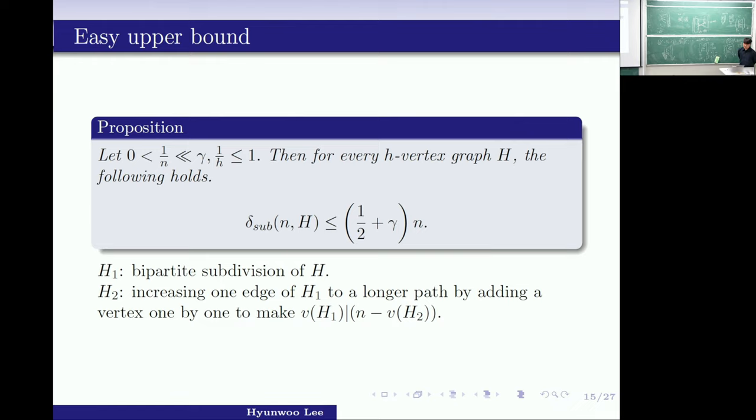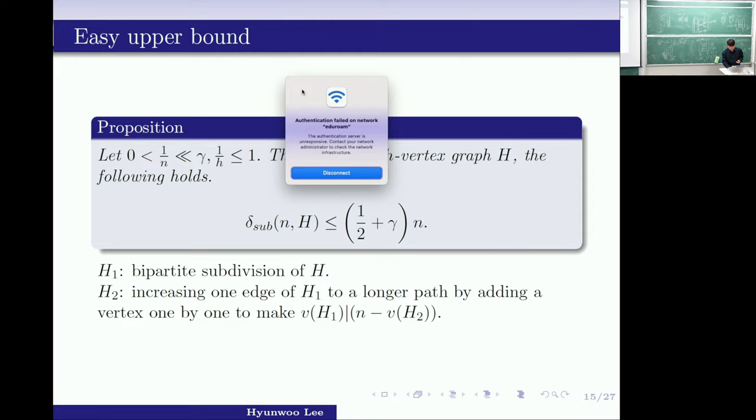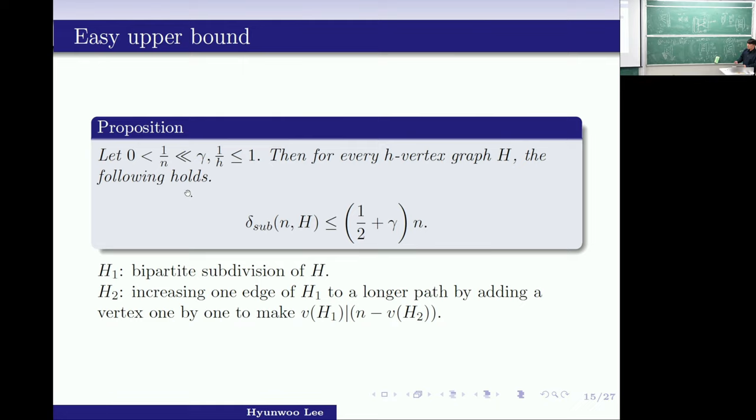Then since H2 is obtained by replacing one edge in a bipartite graph, its chromatic number is at most 3. So by Erdős-Stone-Simonovits theorem, our host graph G contains H2, and then the other part, we can tile the uncovered vertices with H1 by using the Kühn and Osthus tiling theorem. Okay, so we have this general upper bound.